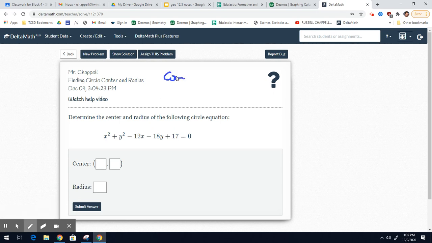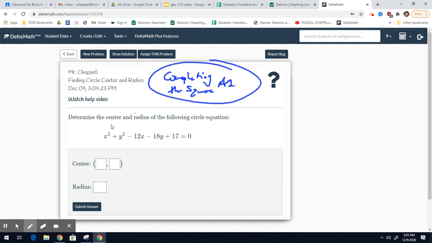Completing the square. Okay, and this is an Algebra 1 topic. So I'm going to talk to you about how we complete the square, and I'm going to do steps over here. Okay, so let me rewrite my equation. x squared plus y squared minus 12x minus 18y plus 17 equals 0.